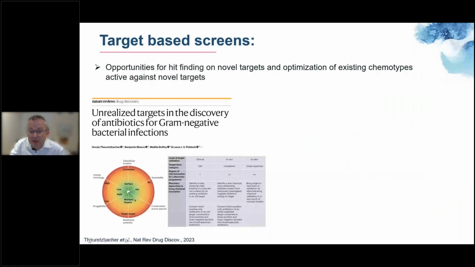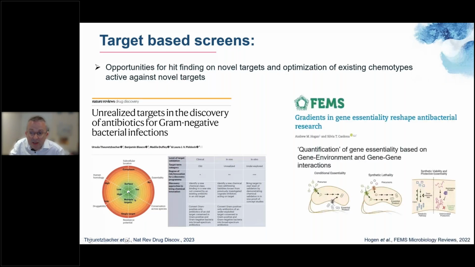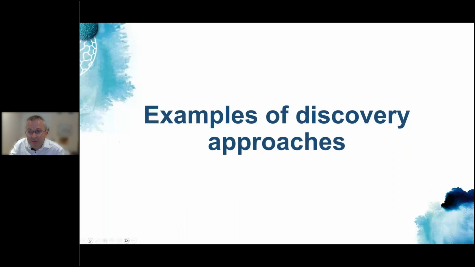Also, there are many opportunities for starting a project building on existing knowledge in the field. There are a lot of publications on targets that haven't quite made it to the clinic yet. We would term them unrealized targets in our recent reviews. So projects can start by building on the knowledge already there, or by screening targets that have been recently genetically validated, for instance. So there are lots of discovery opportunities as to where you might start a project.